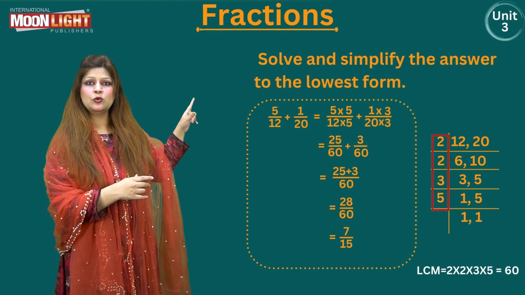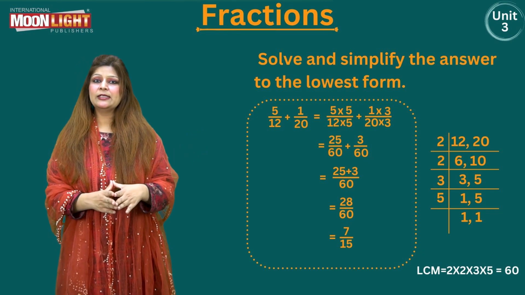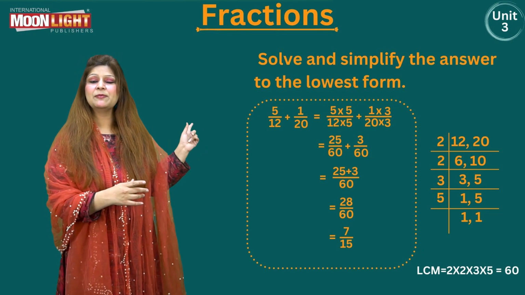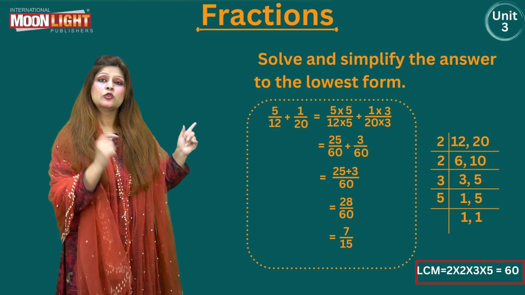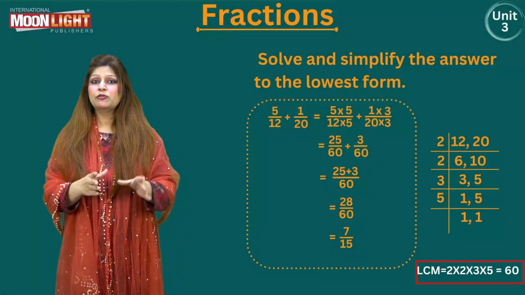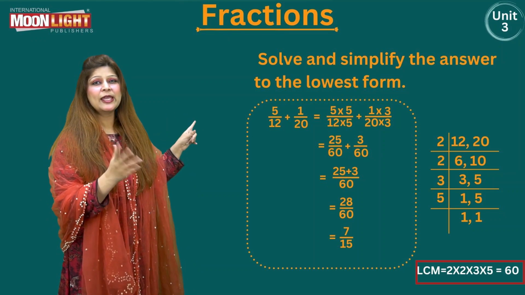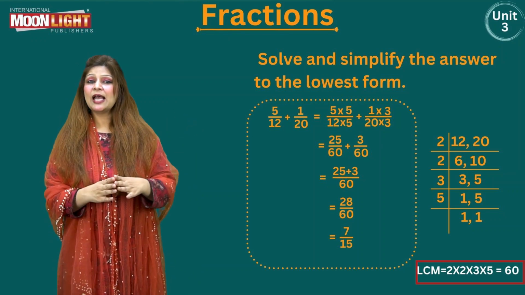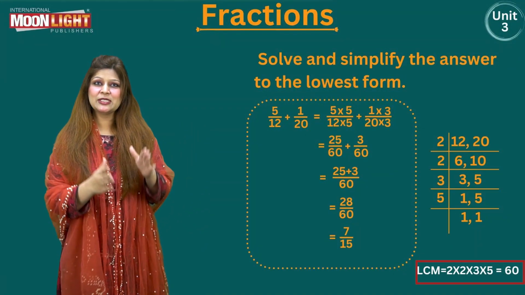So these 2, 2, 3 and 5 give the LCM. I will write it down as a product. So LCM is equal to 2 multiplied by 2 multiplied by 3 multiplied by 5. So 2 2s are 4, 4 3s are 12, 12 5s are 60. So I will write 60 over here. So LCM is 60, which means I will make the denominators of both of these fractions 60.